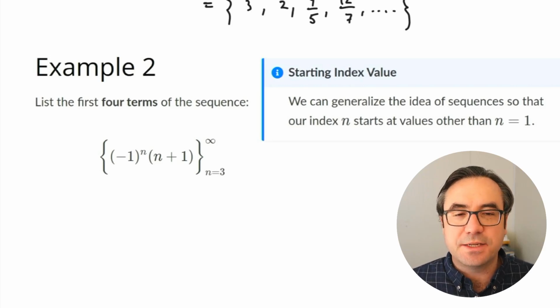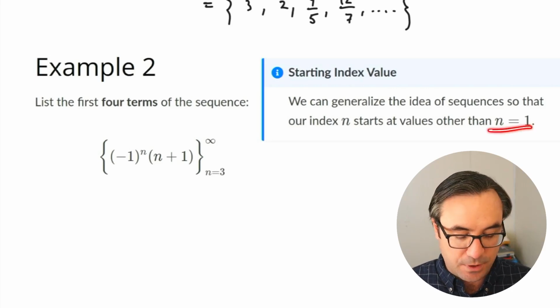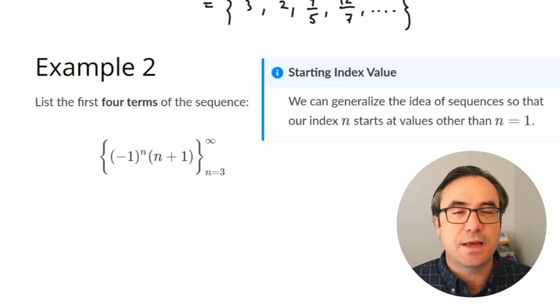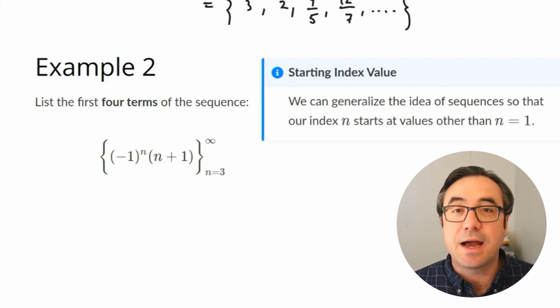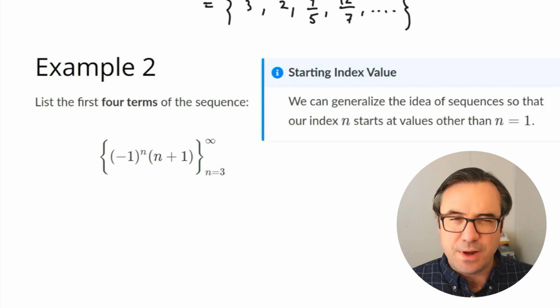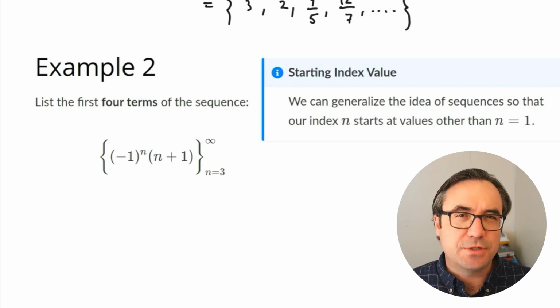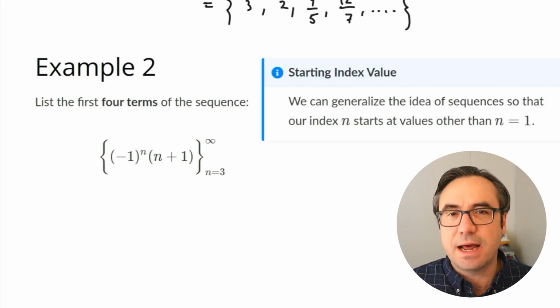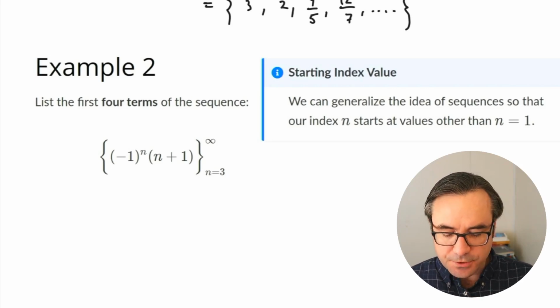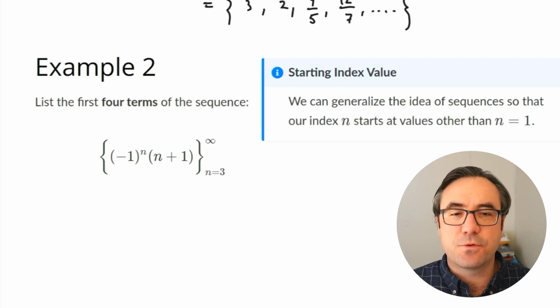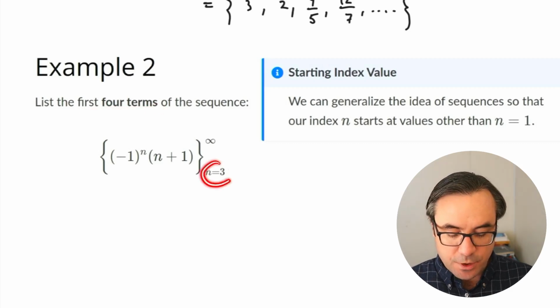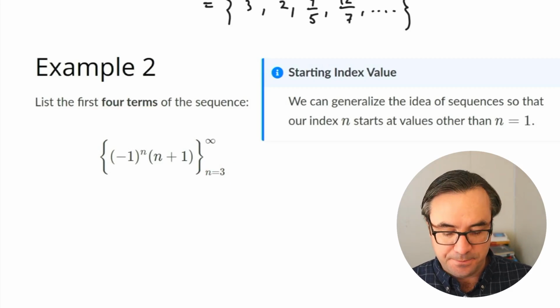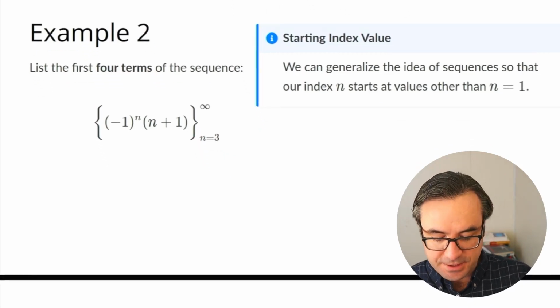So we can generalize this definition of sequences a little bit. We don't always have to start at n equals 1. Sometimes we'll be starting at n equals 0. Sometimes we might start at n equals 3. So it just depends on the context. n equals 1 and n equals 0 tend to be the most common, though, but not always. All right, so we're going to do the same thing. We're going to write out the first 4 terms, but this time we're going to do it starting with n equals 3. All right, so let's see what we get.